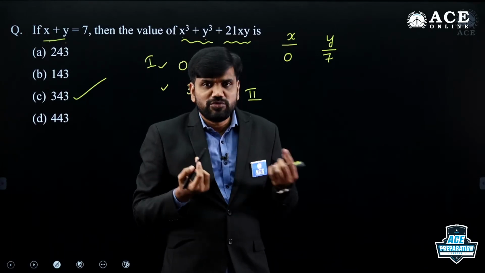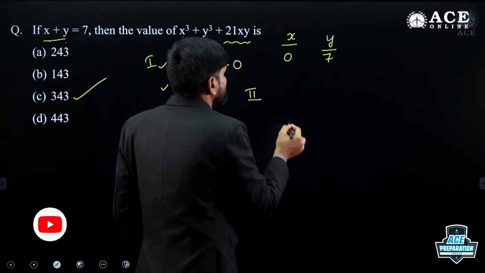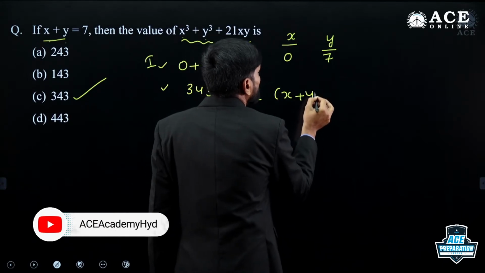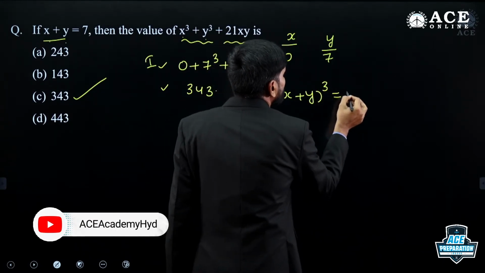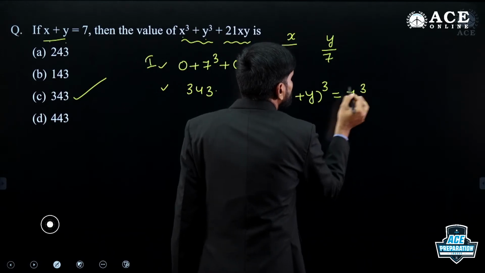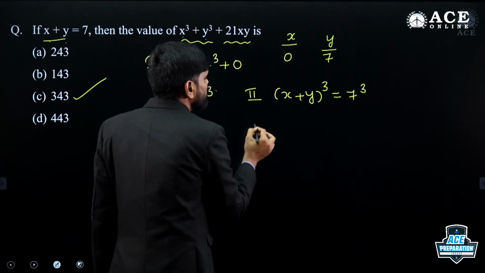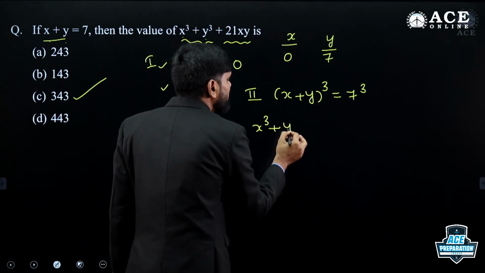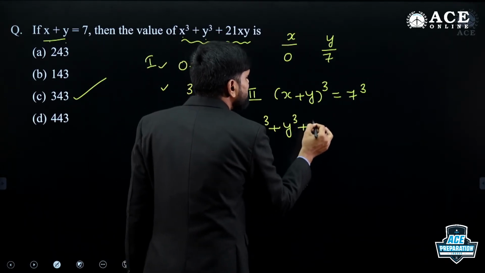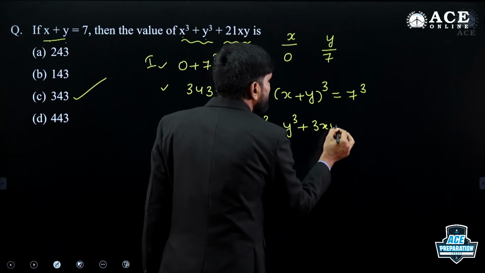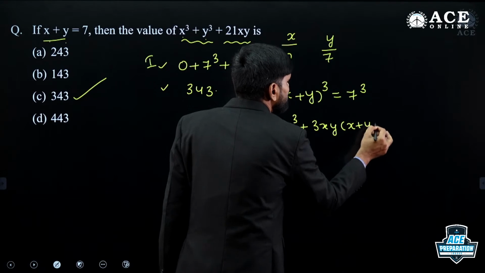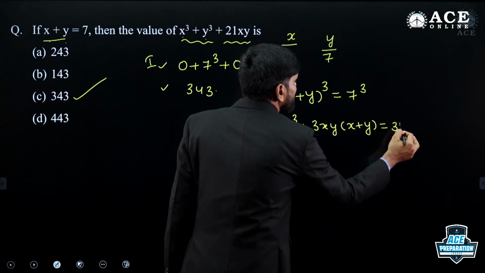So you just cube on both the sides. Cubing on both the sides will give you (x plus y) whole cube must be equal to what? 7 cube. This gives you (a plus b) whole cube equal to a cube plus b cube plus 3ab into (a plus b). That's the formula we have just now learnt. That should be equal to 343.